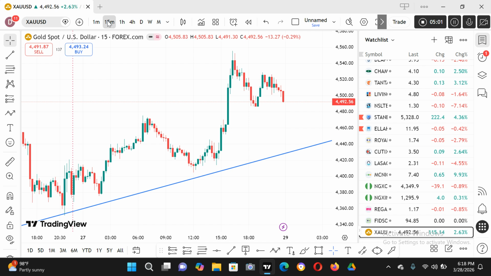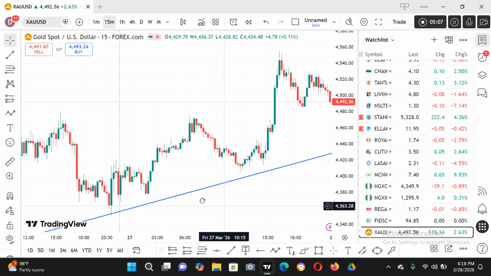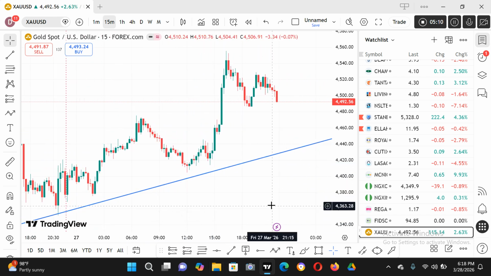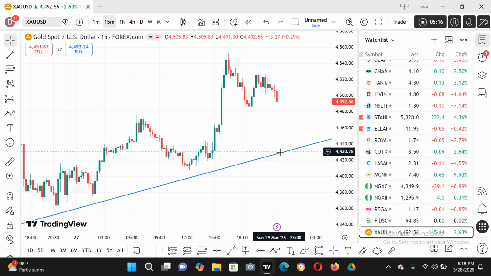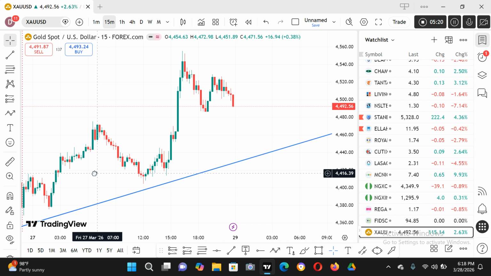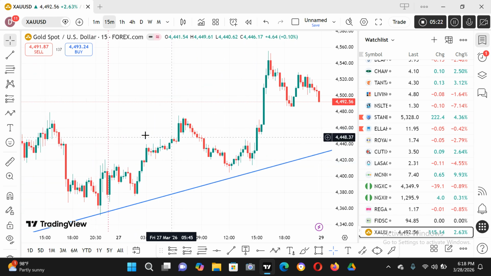Going to the 15 minutes time frame, you can clearly see that the market is moving upward. So using our strategy, the ACC strategy, A is for aggressive move, C for correctional move, and the last C for continuation move.